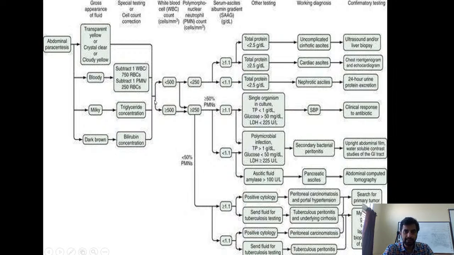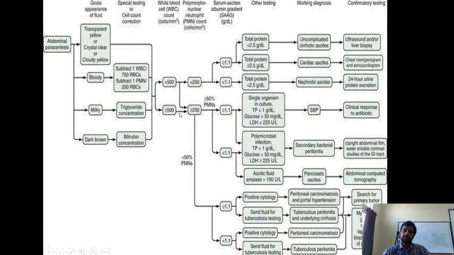So when you look at the white blood cell count, whether it is more than 500 or less than 500, when it is more than 500, you look for the amount of neutrophils. If it is more than 50%, then more than 250 is polymorphonuclear neutrophils. So whenever you do a WBC count, see if it is more than 250 or less than 250. If it is more than 250, then it may be because of infection or inflammation. It is one of the important differentiating factors. When you do a cell count, you will be looking for neutrophils.